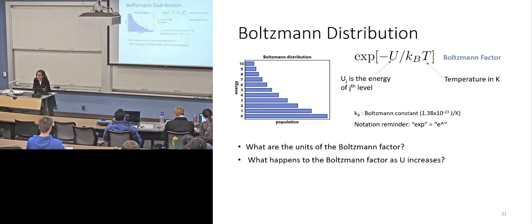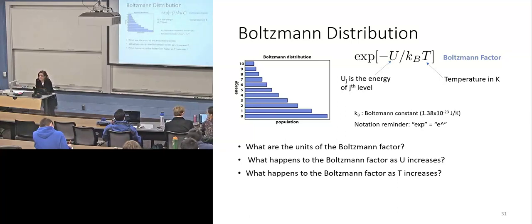What happens to the Boltzmann factor as U goes up? As U gets bigger and bigger, so the energy levels get bigger and bigger, what's happening to that whole term, the Boltzmann factor? It's getting smaller and smaller, because this is a negative. E raised to a bigger negative number is going to be a smaller thing. What happens to the Boltzmann factor as temperature increases? It gets bigger. So as U goes up, it gets smaller.